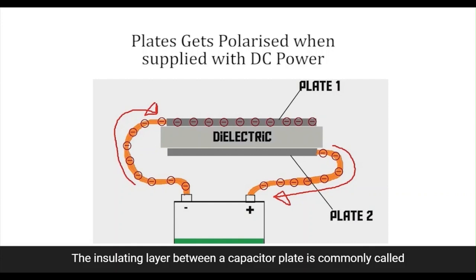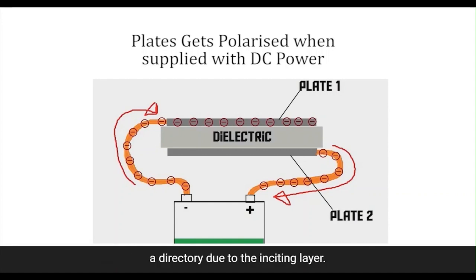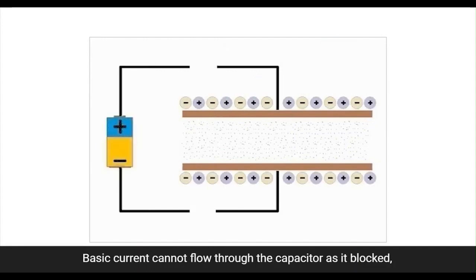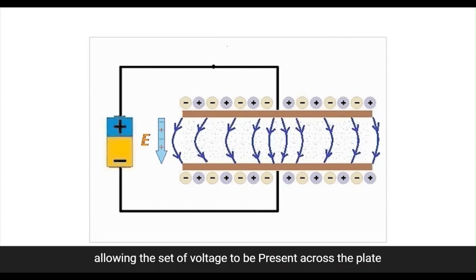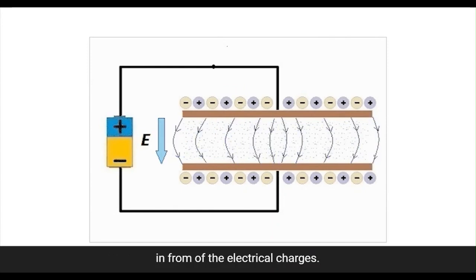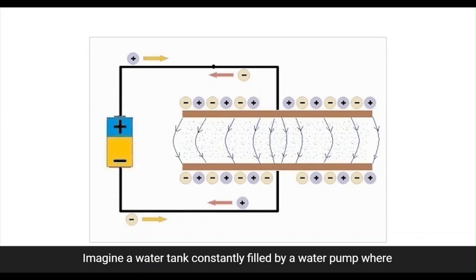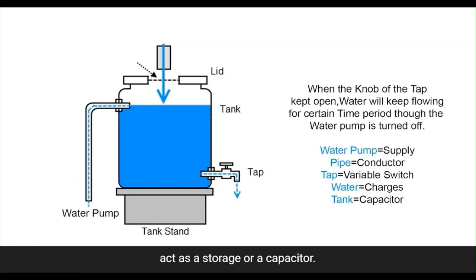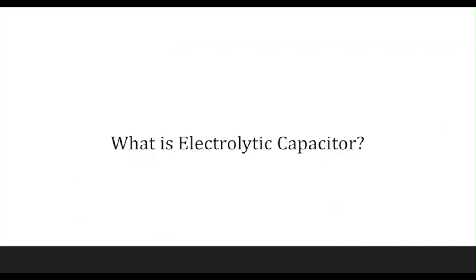The insulating layer between the capacitor plates is commonly called the dielectric. Due to the insulating layer, DC current cannot flow through the capacitor, as it blocks it, allowing instead voltage to be present across the plates in the form of electrical charges. Imagine a water tank constantly filled by a water pump, where the tap connected at the house supplies a constant water flow. Though the pump is turned off, as the tank has enough water in it, it allows a constant water flow through the tap. Hence, the tank acts as a storage or a capacitor.